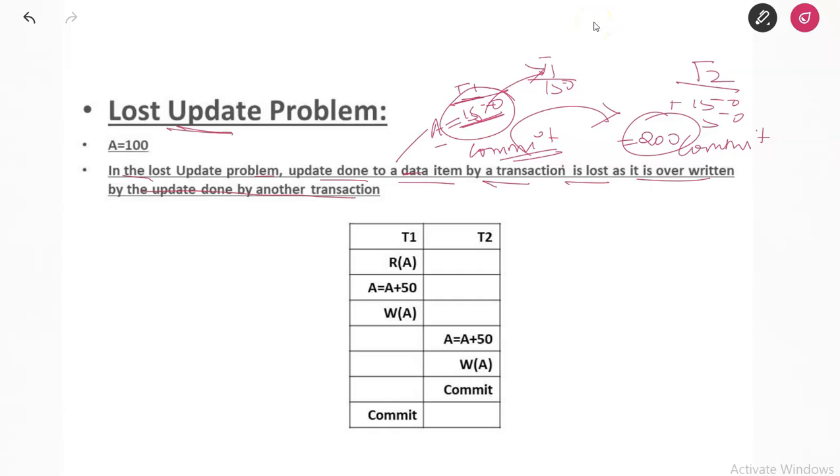There is one more problem which might occur, that is the phantom read problem, which we'll be discussing in the next video. So stay tuned for the next video.